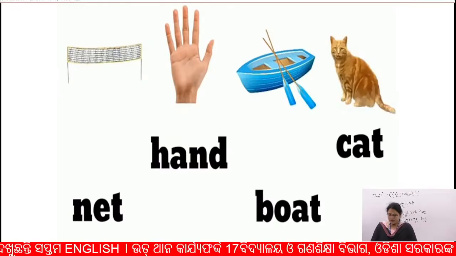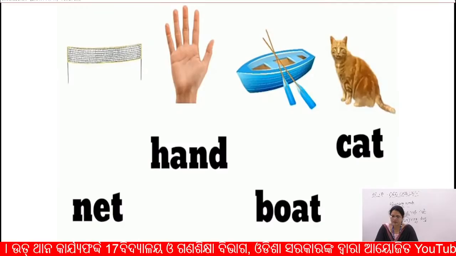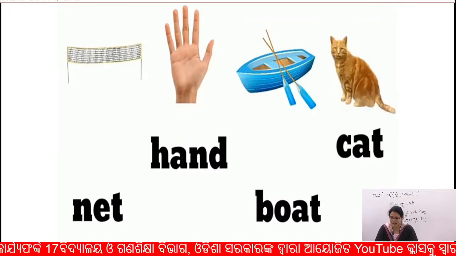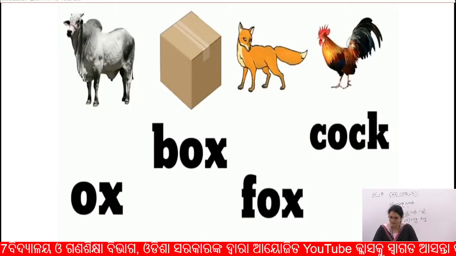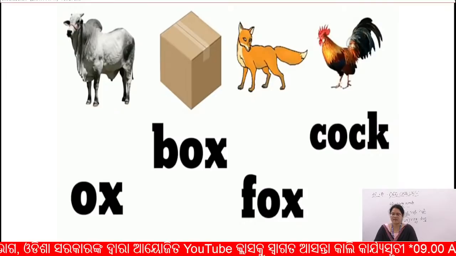Next students, in this way, net, hand, boat and cat, who is different? Again look at the last letter T, T, T, but one is D, which one? Hand. Net, boat, cat are same and hand is different. Now, ox, box, fox, cock. Again, who is different? That cock is odd one. Its last letter is K.